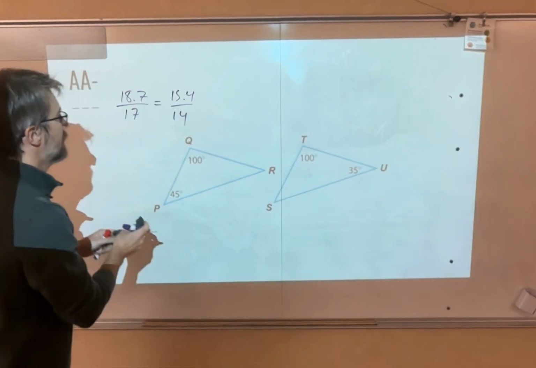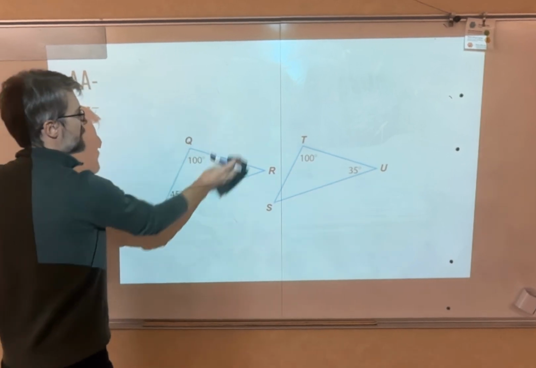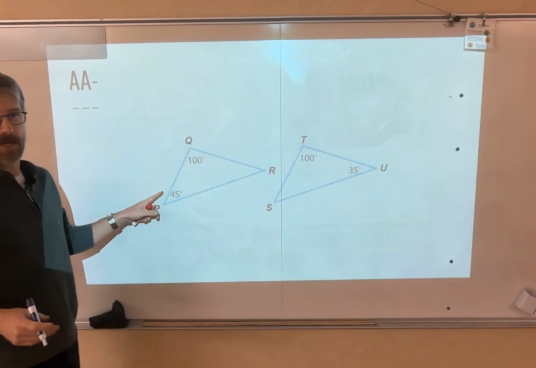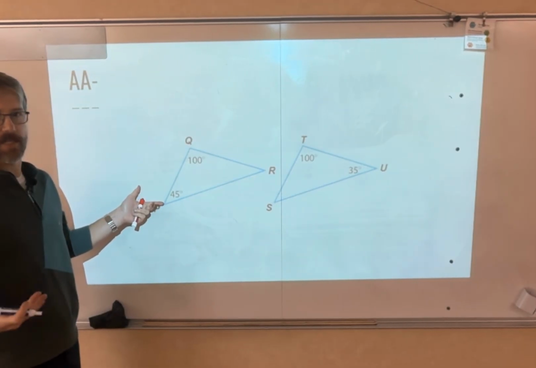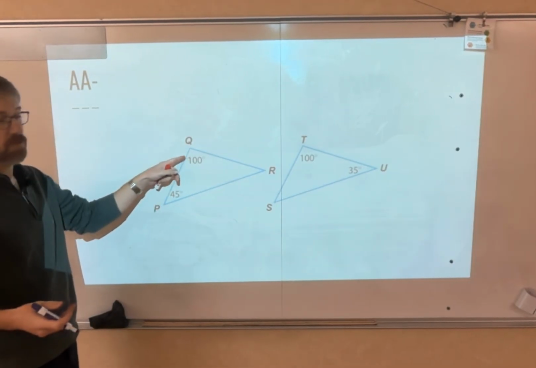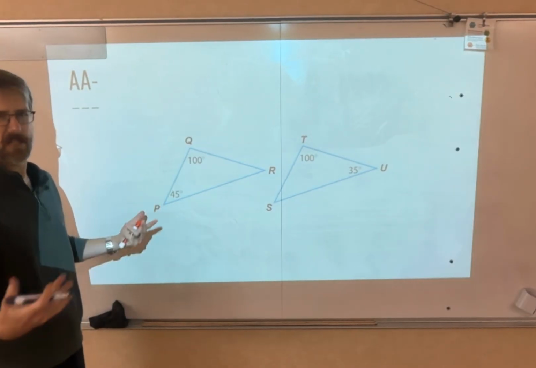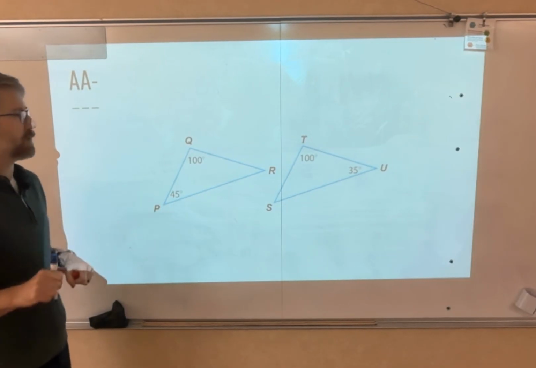Then our last one, angle, angle. Now notice it's just two angles, because if it's a triangle, there's automatically 180 degrees. So if I know that two of the angles are equal, well, then the third one must also be equal because they all have to add up to 180. We can kind of show this with this example.